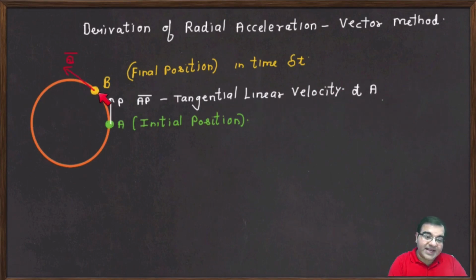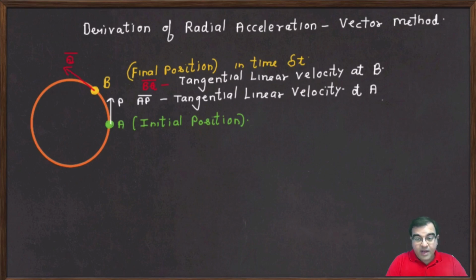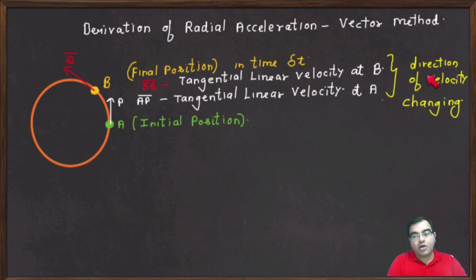Similarly, when I draw a tangent at B, BQ bar is the tangential linear velocity at B. So what is BQ bar? It's the tangential linear velocity at B.